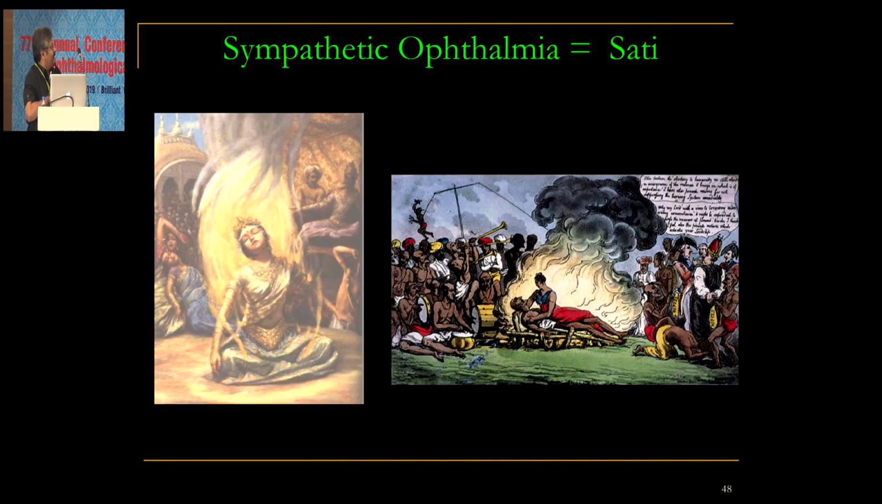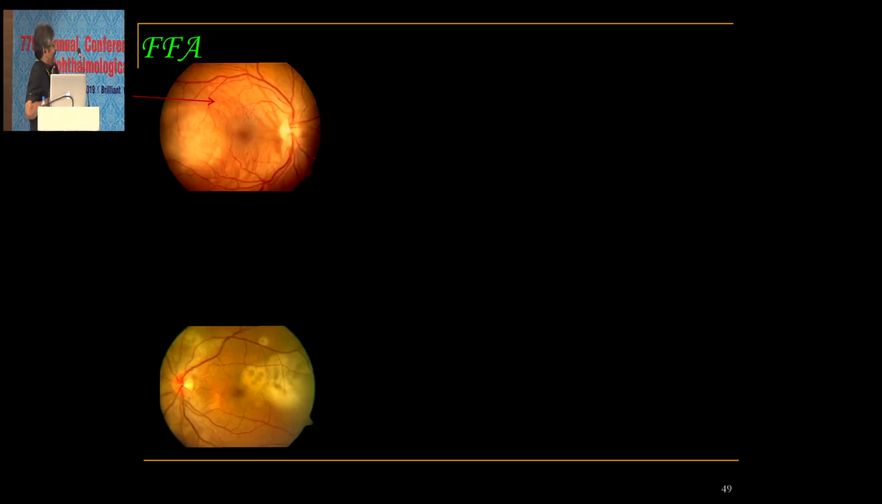Sympathetic ophthalmia, somehow I like this slide, it's like the Sati system, no? Like when one husband dies, the wife also dies. So one eye goes, the other one also goes away.